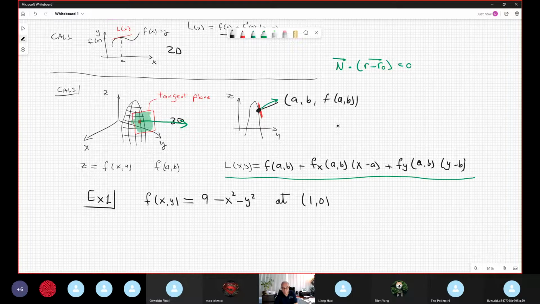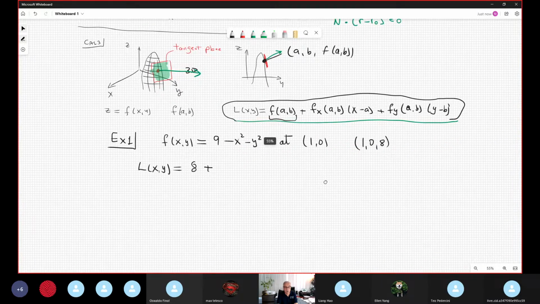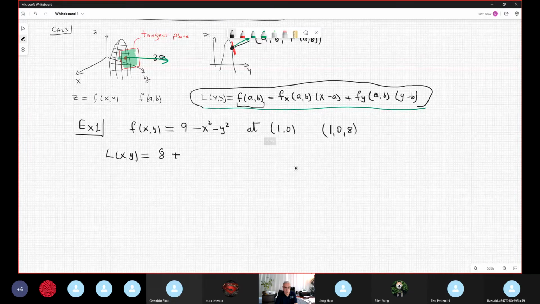In 3D, the point would be (1, 0, 8). We come from this a, plug it in here: 9 minus 1 squared minus 0 squared. Okay? Now, the linear approximation using the formula, linear approximation or tangent plane, either way, it's the same idea. It's 8, okay, this is 8, plus, I need to find the partial derivative. Partial derivative of what? Of the original expression, right?